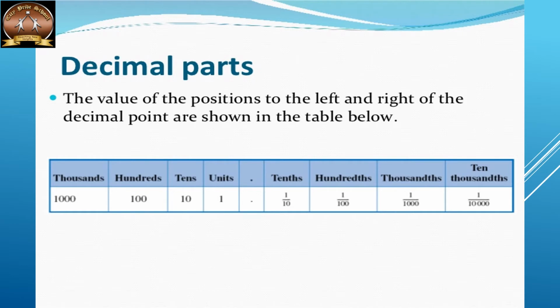Now the left hand side of the decimal point is called the integral part of the decimal, or the whole number part of the decimal. The left hand side where thousands, hundreds, tens and units are there is called the integral part, and the right hand side of the decimal point is called the decimal part.